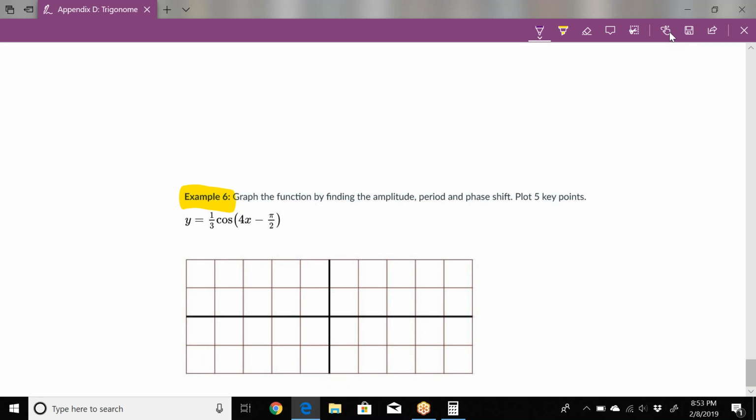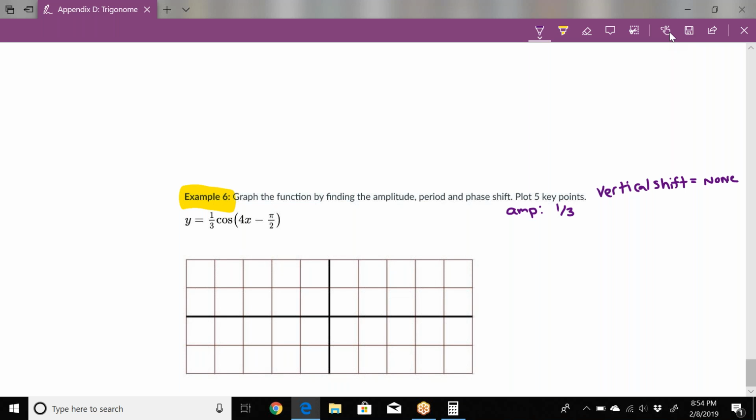So the first thing you should note is whether or not there's a vertical shift. And that happens if something has been added or subtracted, sometimes in front or at the end of the function, and there is nothing being added or subtracted outside of this cosine function. I know there's a minus in here, but that's part of the argument. So there is none. Next thing I'm going to write down is what is the amplitude. The amplitude is found by taking the absolute value of the number in front of cosine. So that's going to be 1/3.